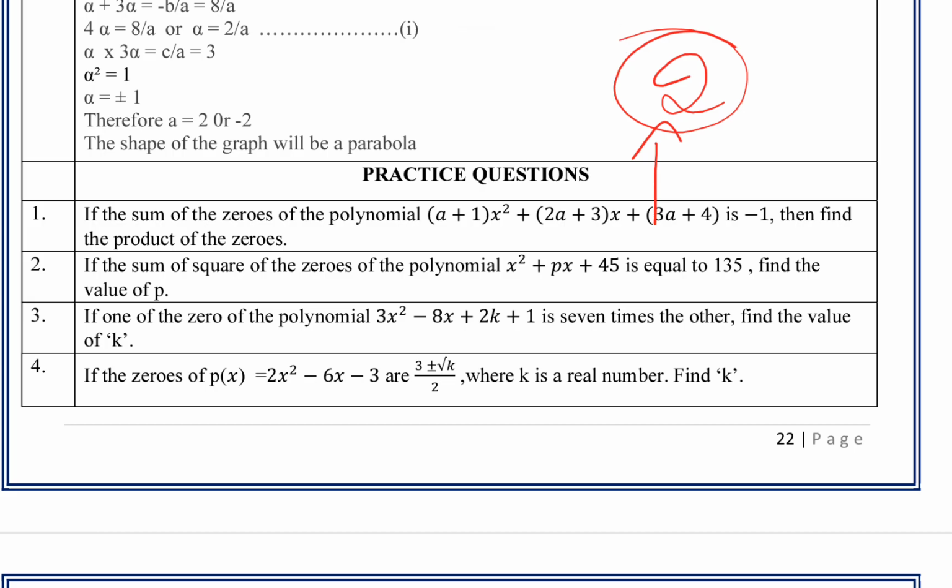Product of the zeros is how much? That is a 2. And then here second question, if the sum of the squares of the zeros of the polynomial x square plus p of x plus 45 is equals to 135, then find the value of p. The value of p is, here also you can calculate like that, p equals to plus or minus 15. P equals to plus or minus 15 is the answer.